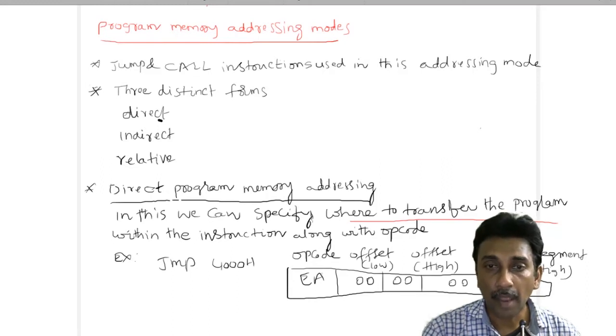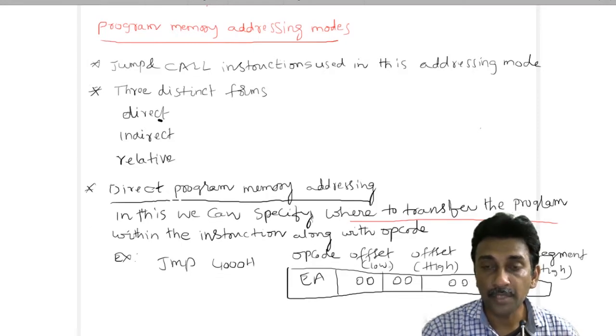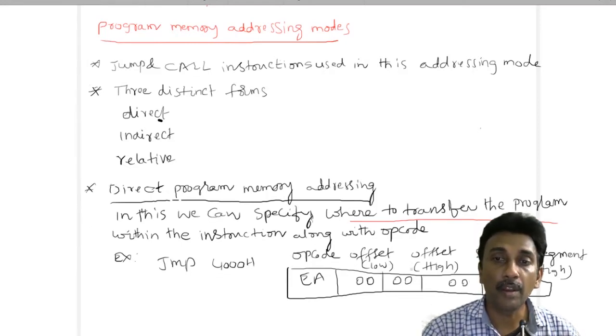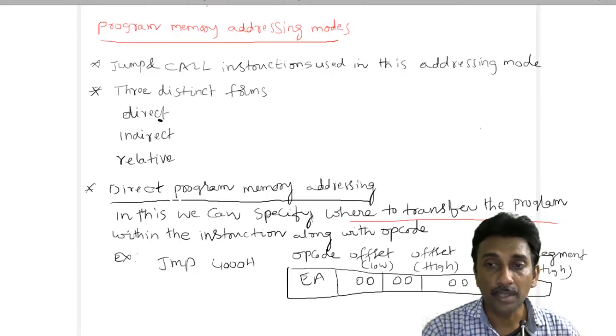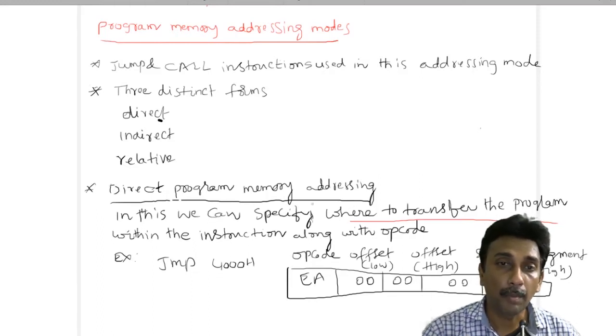Since jump has an opcode EA, and the offset value by default is taken as 0 and the segment value is also 0. So if that value is 4000, the segment will be 4000, and the offset, nothing but the instruction pointer value, will be added here along with the opcode. This is the format of the direct program memory addressing mode.